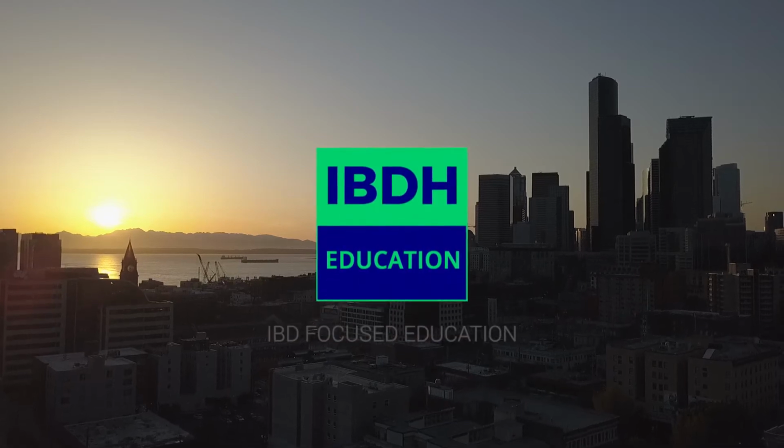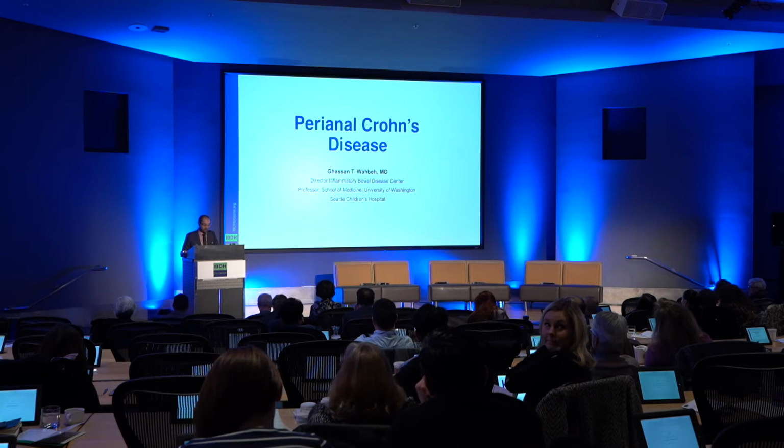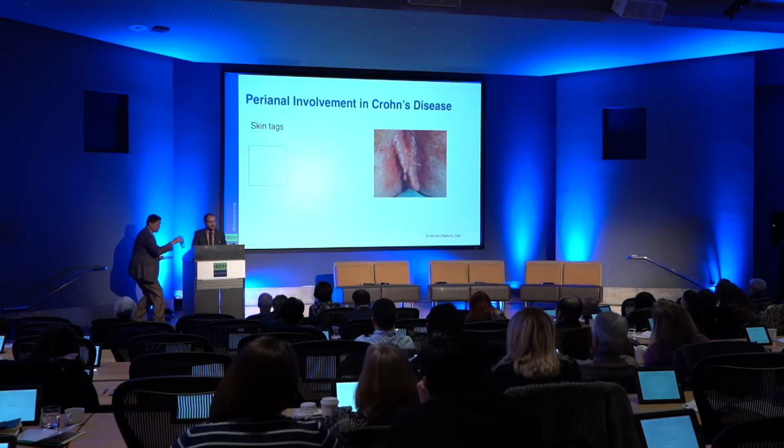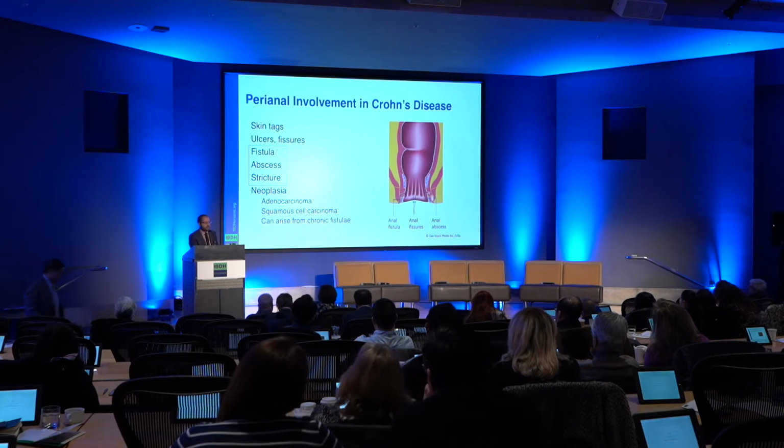Let's review the principles of perianal Crohn's disease involvement and management. All right, what is perianal involvement in Crohn's disease? It includes skin tags, ulcers and fissures, and then fistulas, abscesses, and strictures, which tend to happen together.